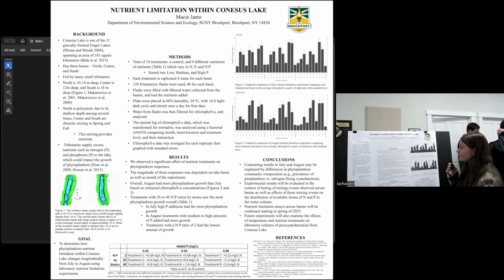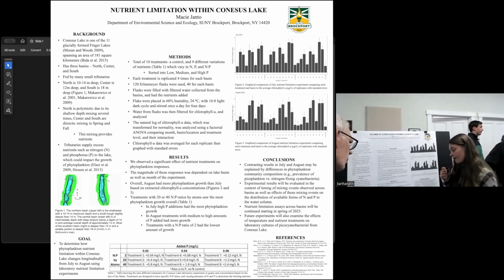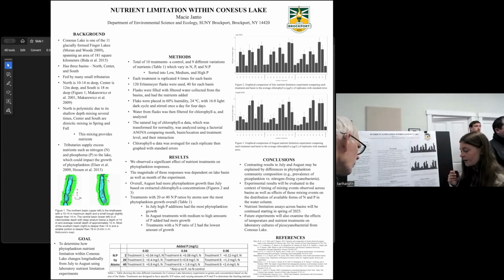For July, you can see that treatments 8 and 9 across all basins had the highest growth of phytoplankton, or algae, which had 20 or 40 N to P ratios and high amounts of phosphorus. Then in August, in the center basin, treatments 5 and 6, which had medium P and again high N to P ratios of 20 and 40, had the biggest growth.